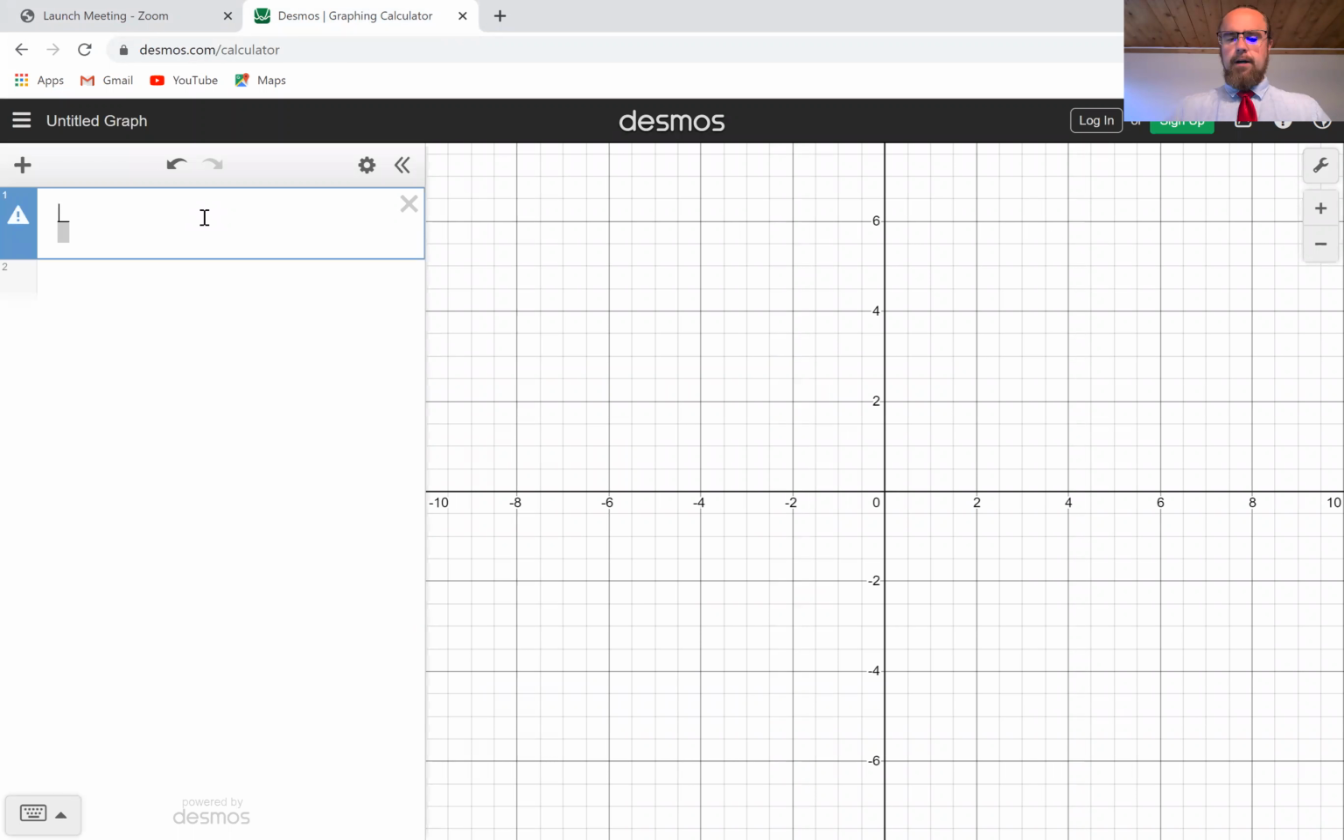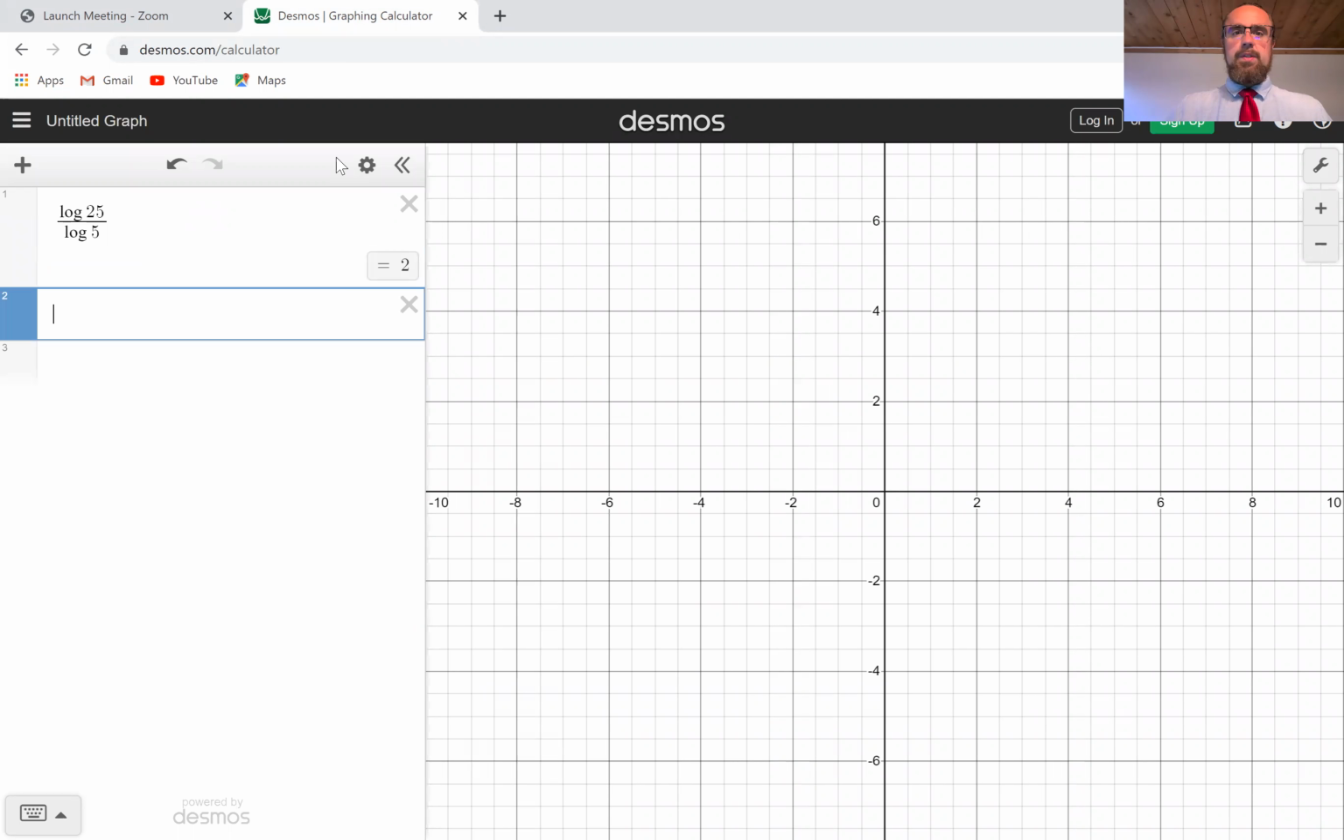So I'll put the fraction, we'll go log. Now I could put base 10. A lot of times base 10 is just suppressed. It's the only base for logarithms that we could not write it. So we could just write log of 25 divided by log of 5. And right away, Desmos tells us that evaluates as 2. So we'll head back to our notes just to finalize that answer.